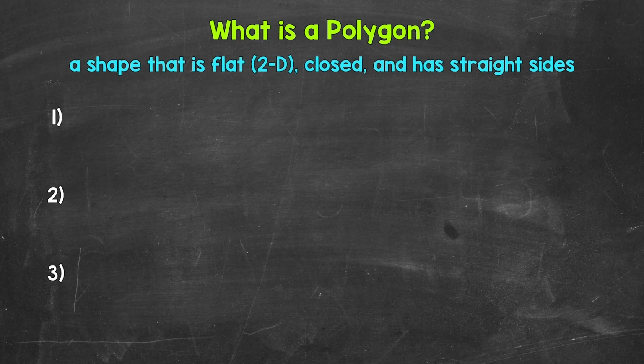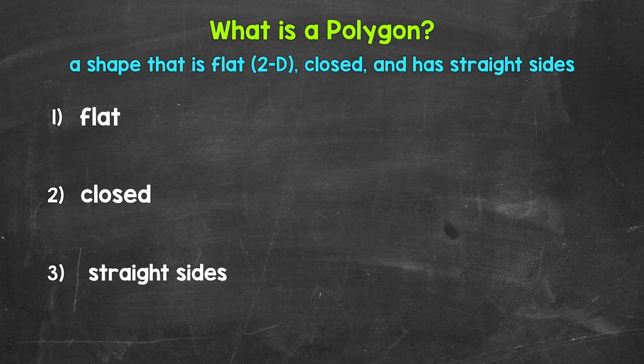Now we're actually all familiar with polygons. Triangles, quadrilaterals like squares and rectangles, octagons, so on and so forth are all polygons. But what makes a polygon a polygon? Well, a polygon is a shape that is flat, so 2D, two-dimensional, closed, and has all straight sides. So even though we have all these different types of polygons that look different, they all follow these three rules. Again, polygons are flat, closed, and have straight sides. Let's dive into these a little further and take a look at some examples.